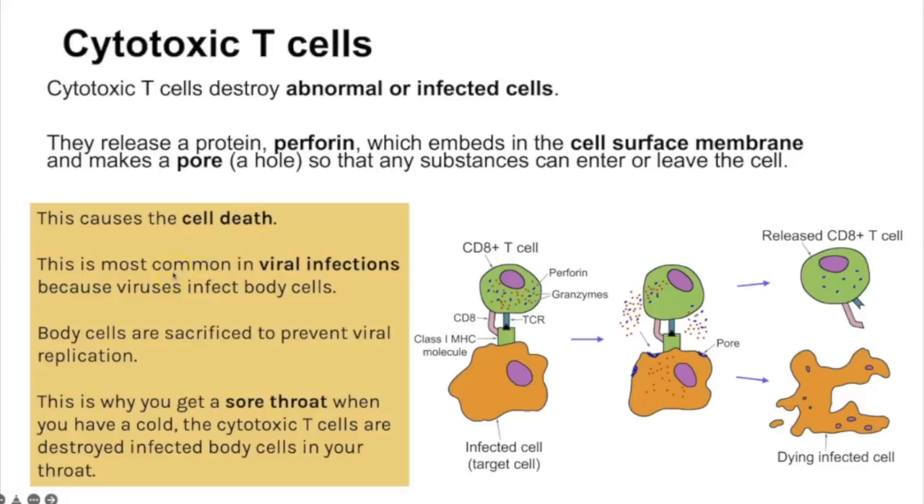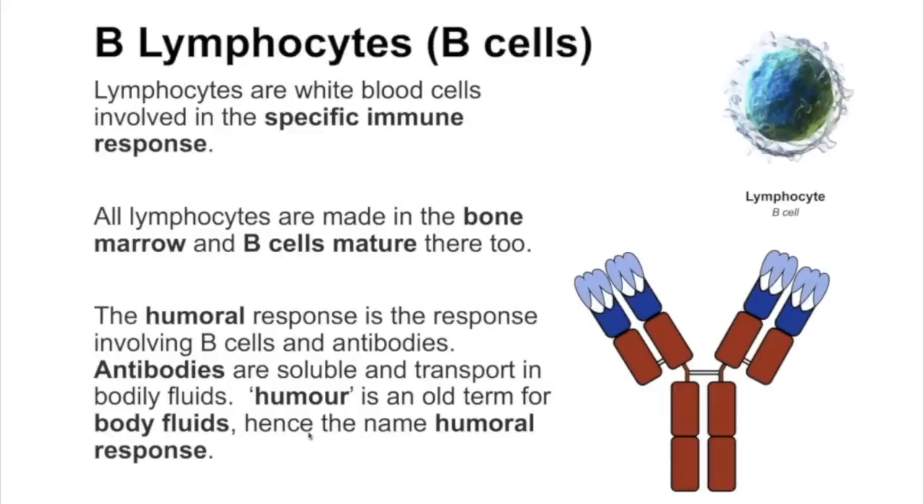This is most common in viral infections because viruses infect body cells of the host. Body cells therefore have to be sacrificed to prevent further viral replication. And this is actually why you get a really sore throat when you have a cold, because those cytotoxic T cells are destroying the infected body cells in your throat to try and prevent that virus dividing and spreading further in your body. Next then, we move on to the B lymphocytes or the B cells.